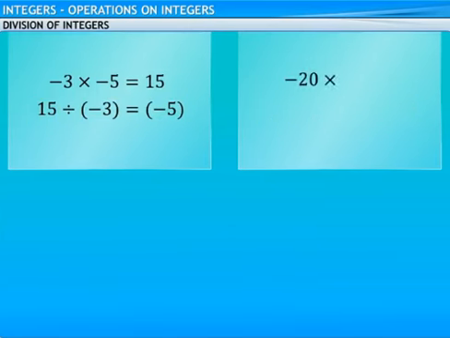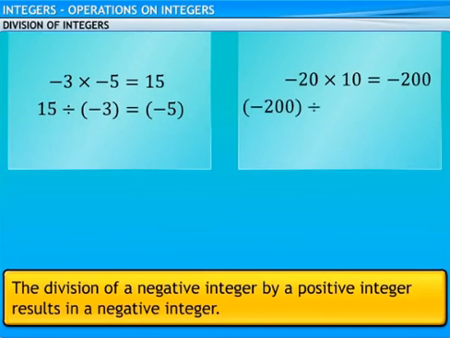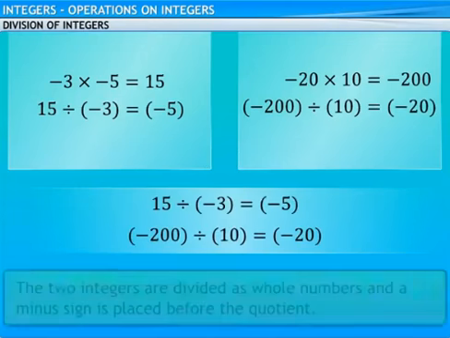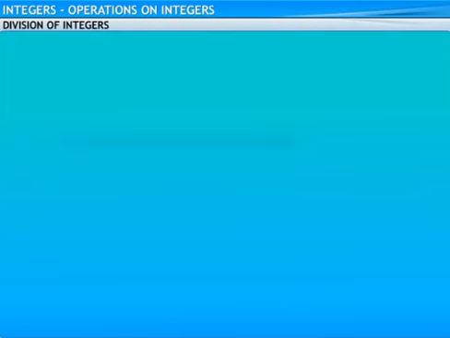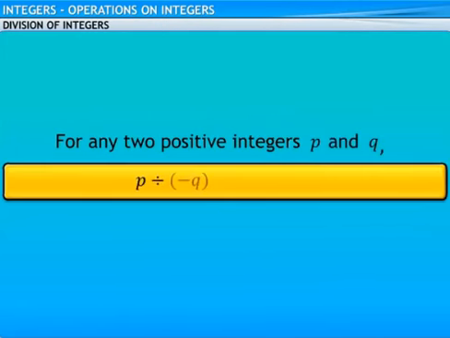Now, consider another example. Here again, the division of a negative integer by a positive integer results in a negative integer. In both these cases, the two integers are divided as whole numbers, and a minus sign is placed before the quotient or the resultant. So in general, for any two positive integers, p and q, p divided by minus q is equal to minus p divided by q, where q is not equal to 0.